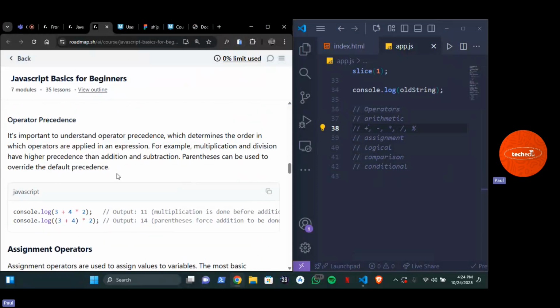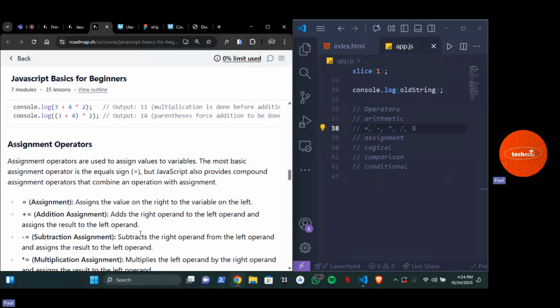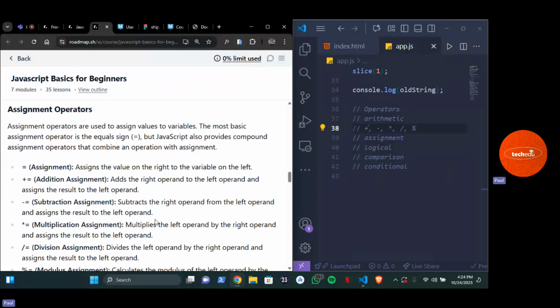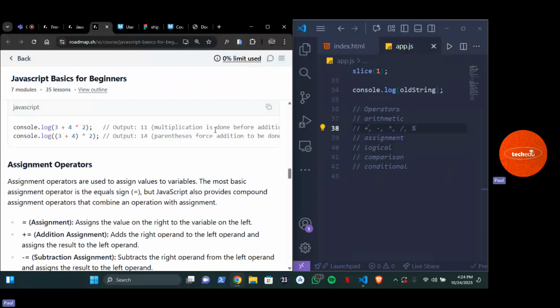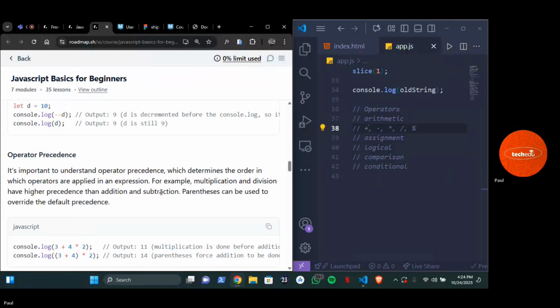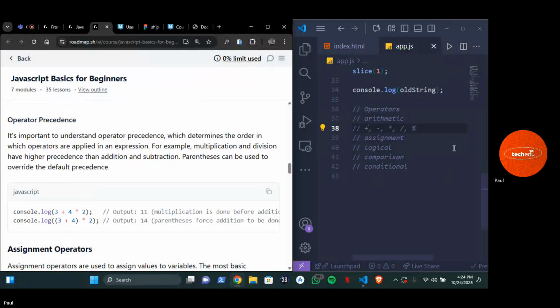So now you have precedence. Precedence is saying that certain operators will come before each other. It's just like BODMAS, right? When you have BODMAS, division comes before multiplication, and multiplication comes before addition and subtraction. You understand? That's what precedence is.